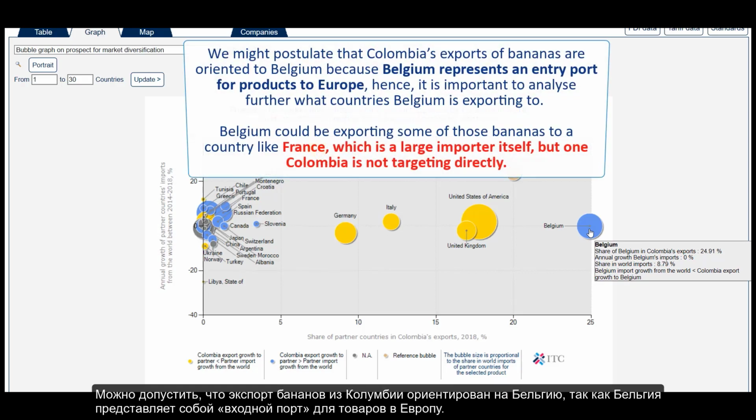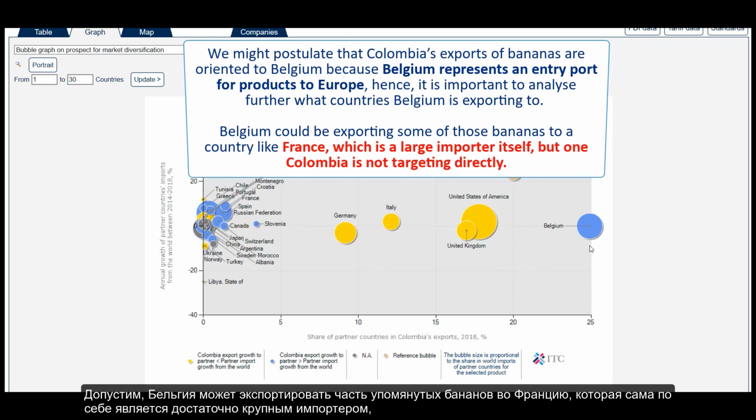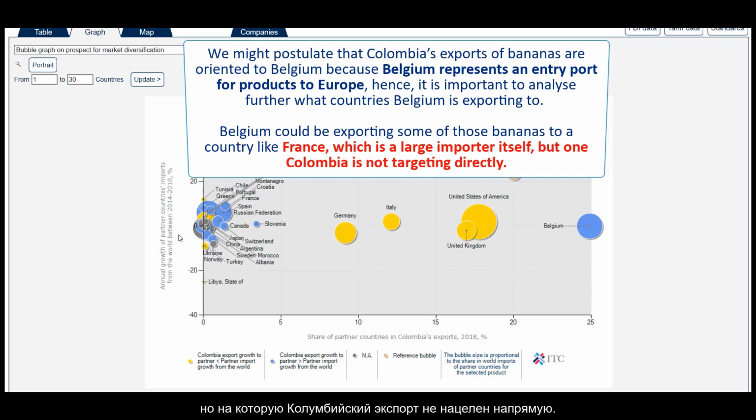We might postulate that Colombia's exports of bananas are oriented to Belgium because Belgium represents an entry port for products to Europe. Hence, it is important to analyze further what countries Belgium is exporting to. Belgium could be exporting some of those bananas to a country like France, which is a large importer itself, but one Colombia is not targeting directly.